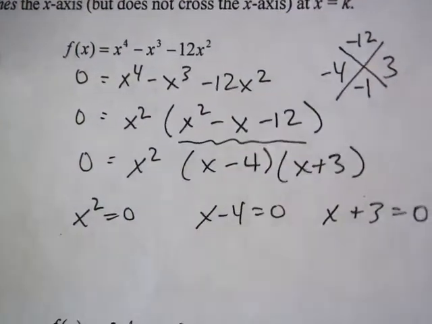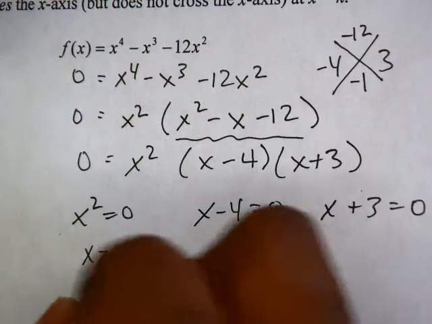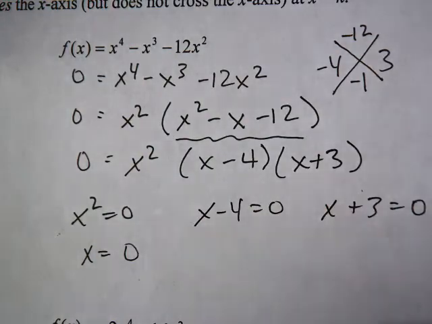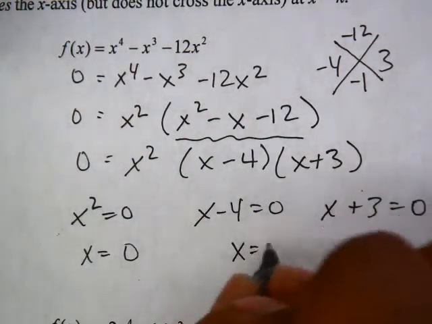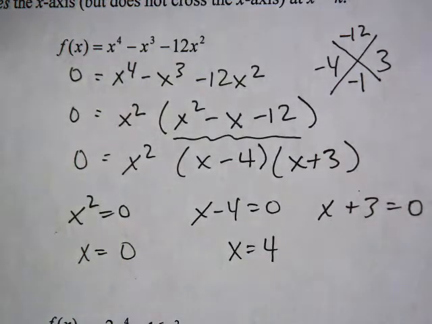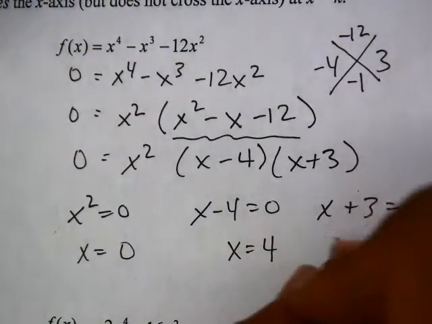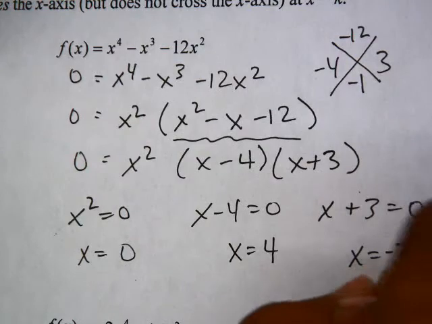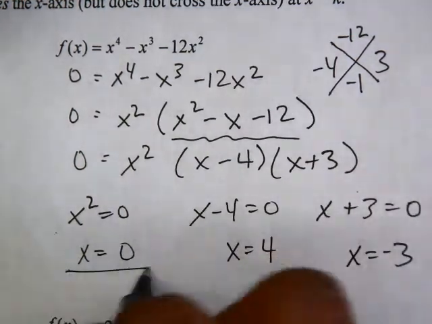Okay. So x squared equals 0. If I square root, I get x is equal to 0. x minus 4 equals 0. If I add 4, I get x equals 4. x plus 3 equals 0. If I subtract 3, x is equal to negative 3. Those are all my roots.